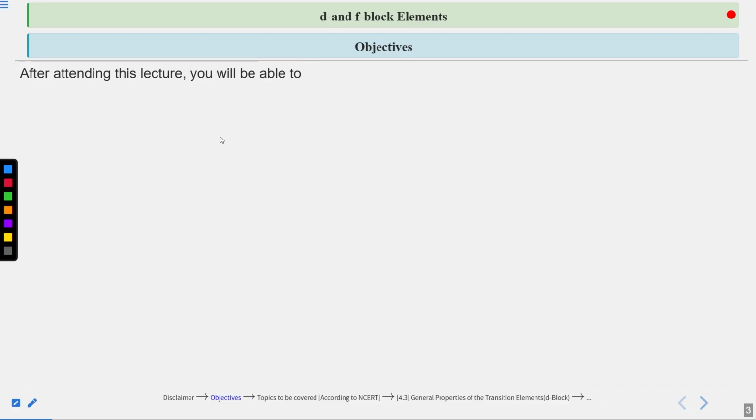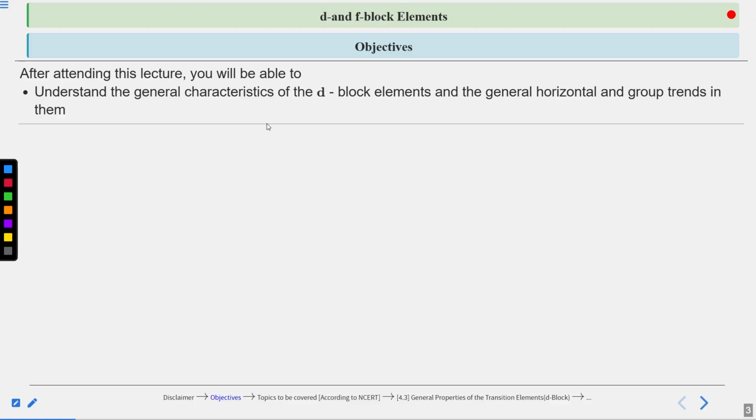So let's see today's objective. After attending this lecture, you will be able to understand the general characteristics of d block elements and the general horizontal and group trends in them.